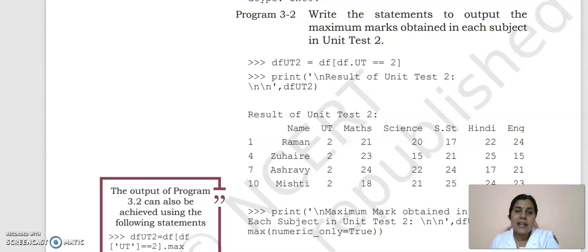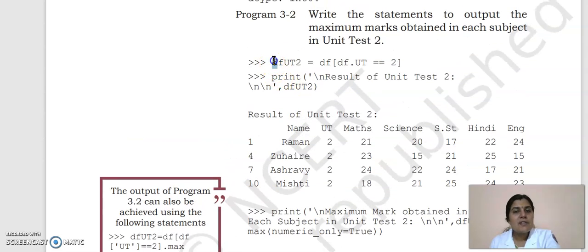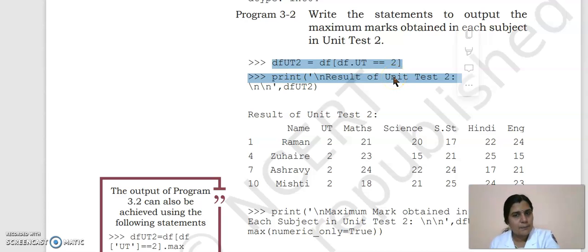So in this case we can access the maximum value by using df[df.ut == 2]. UT means unit test, df is the data frame name, equal to 2. Result equals df ut2. That means if df.ut equals 2, in that case we are getting the maximum value. So what happened first when we output this statement? Only the values corresponding to unit test 2 are displayed.